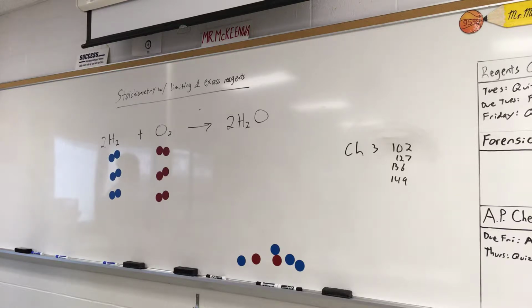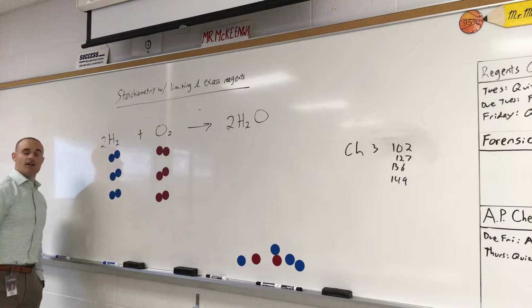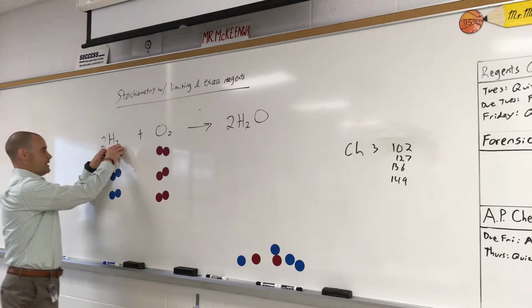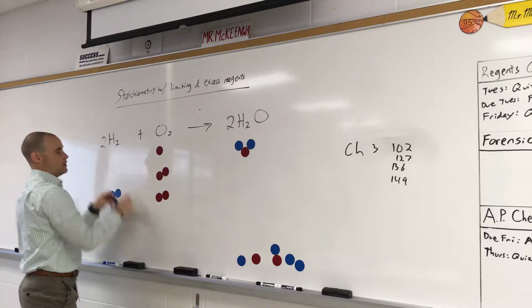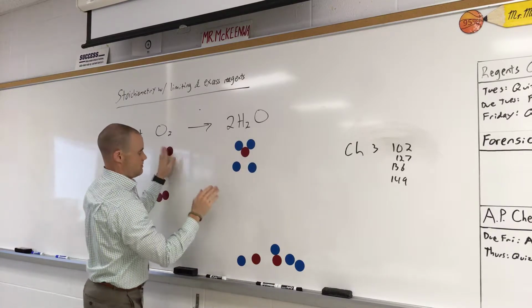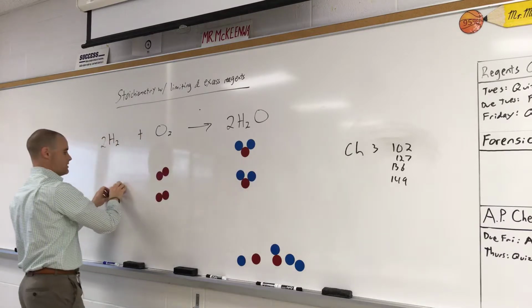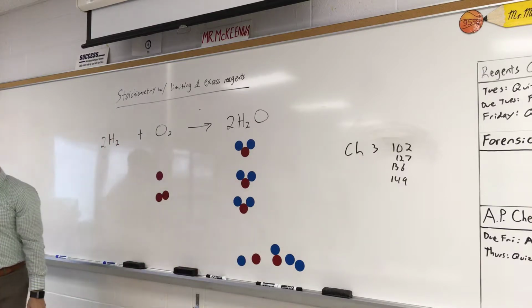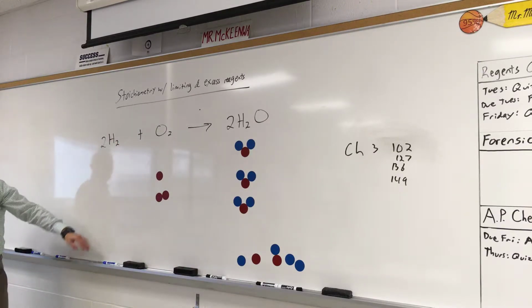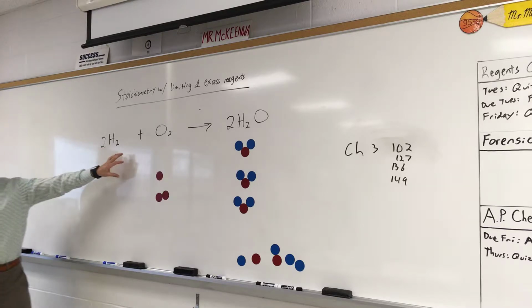Think you got it? Everybody's got it already? Trevor, how many water molecules can I make from 3 moles of each? Make 3, right? So if I take 2 H's and 1 O, and then 2 H's and 1 O, and then 2 H's and 1 O. So who's limiting? Oxygen. This is limiting. This is excess.